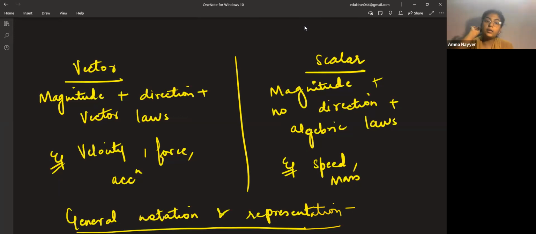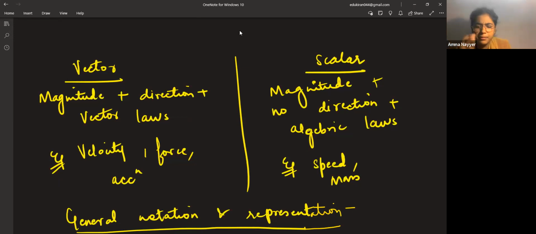First one is the magnitude. Magnitude will be there in scalar also. Magnitude will be there in vector. With just seeing the magnitude, you cannot predict whether a quantity is scalar or vector. Next thing, direction. There is no direction when we are talking about scalar quantities. But when we are talking about vector quantities, we have direction.